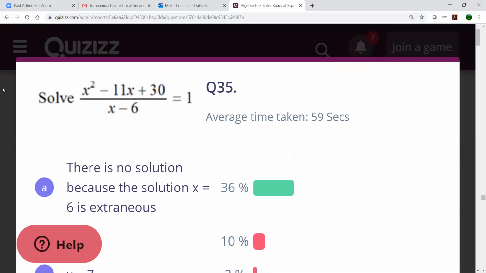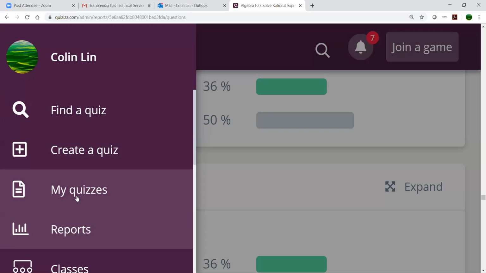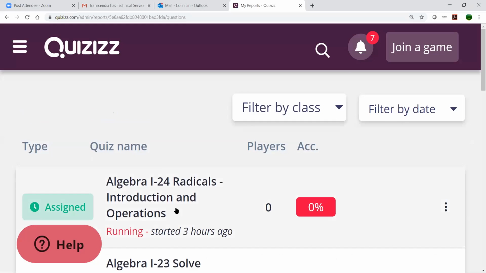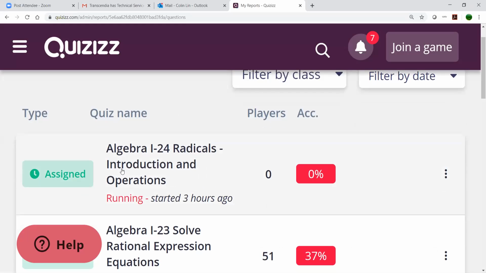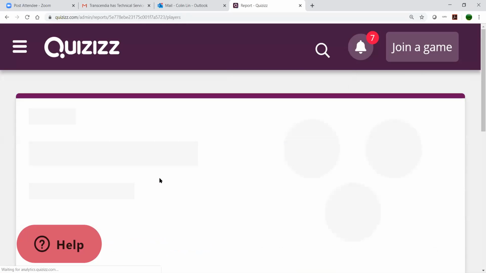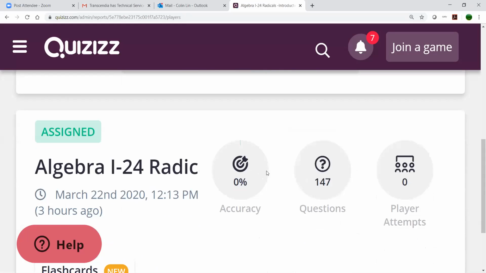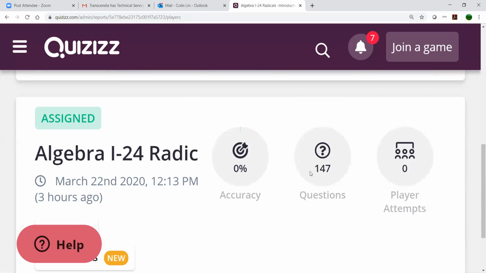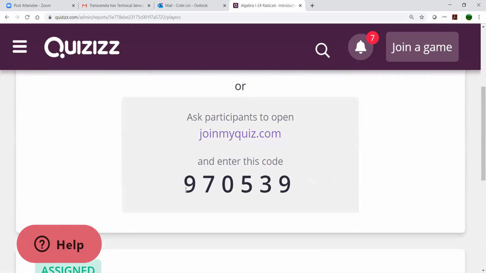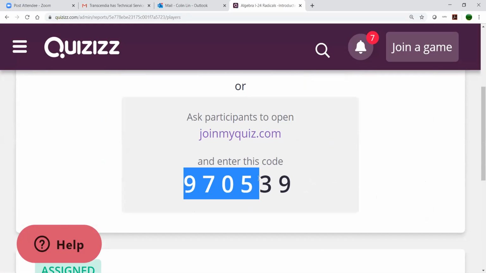All right, so let's do today's code. Please write it down first. Today we talked about radical introduction and operations. But for operations, I only talked about simplify, addition, and minus. I didn't talk about times and divide. Maybe you already learned before, but try your best. So this is the code, 970539. Can you guys please copy it down?